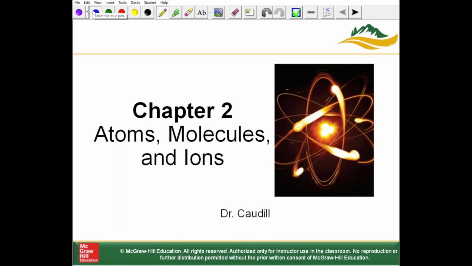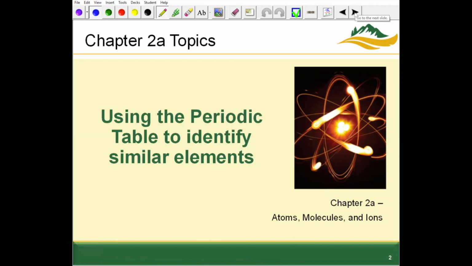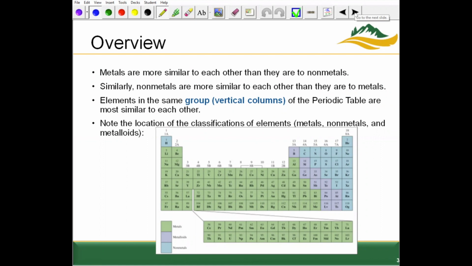Hello all, we're going to go through the rest of Chapter 2A topics. So this topic here is using the periodic table to identify similar elements. We've talked a bit about elements now, and now we're going to look at the elements' placement on the periodic table. Notice the different colors here. So in green, these are all metals. In a sort of light blue, these are all non-metals here.